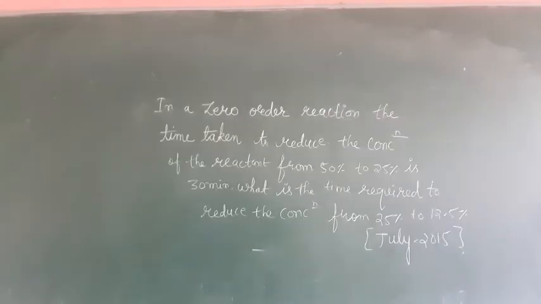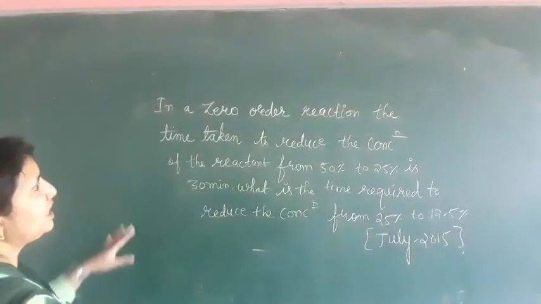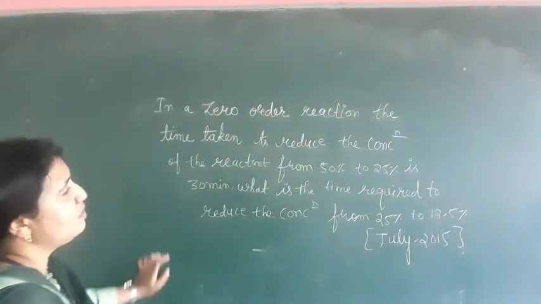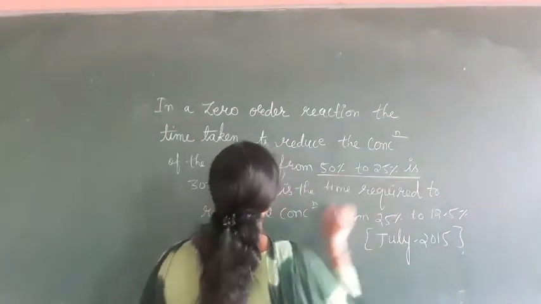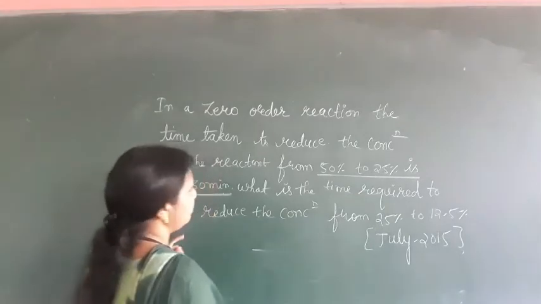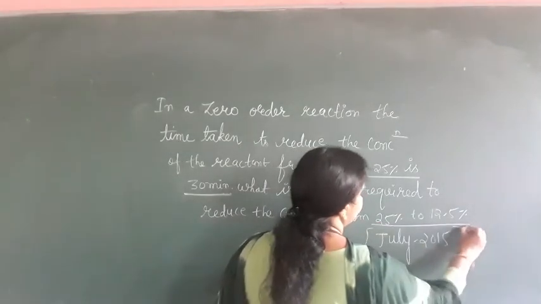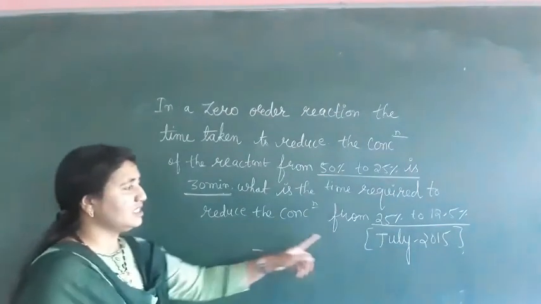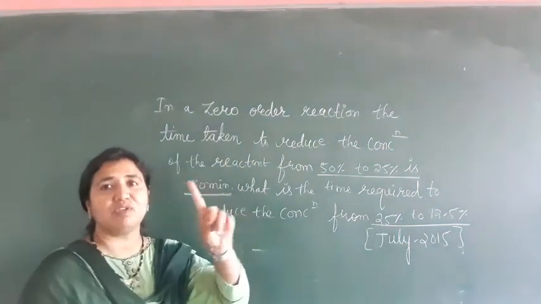See this question: in a zero order reaction, the time taken to reduce the concentration of the reactant from 50% to 25% is 30 minutes. What is the time required to reduce the concentration from 25% to 12.5%? This question was asked in July 2015, a one mark question.